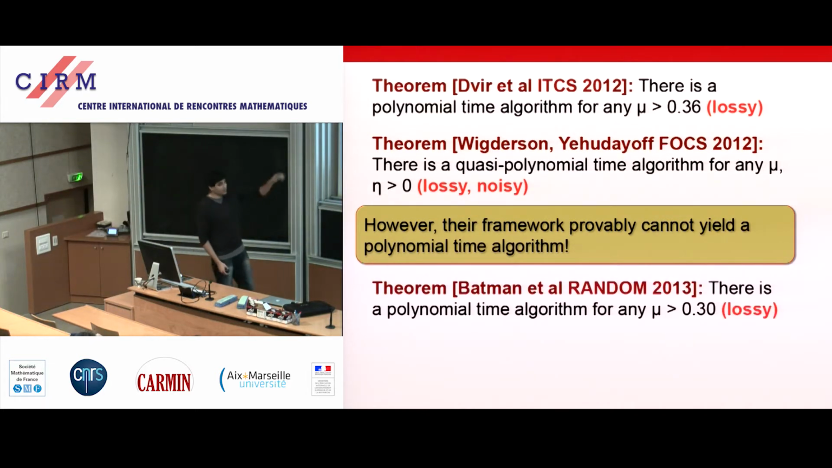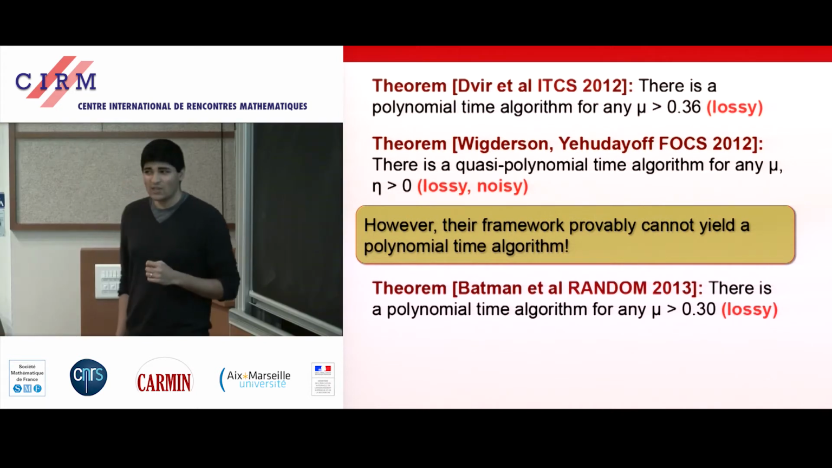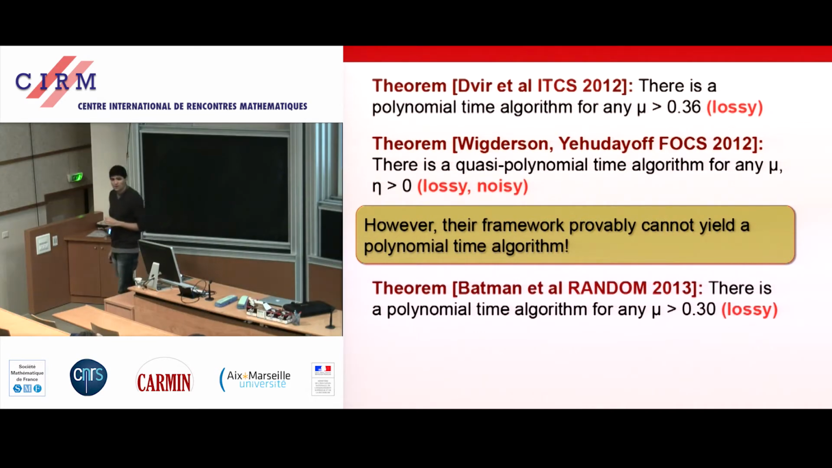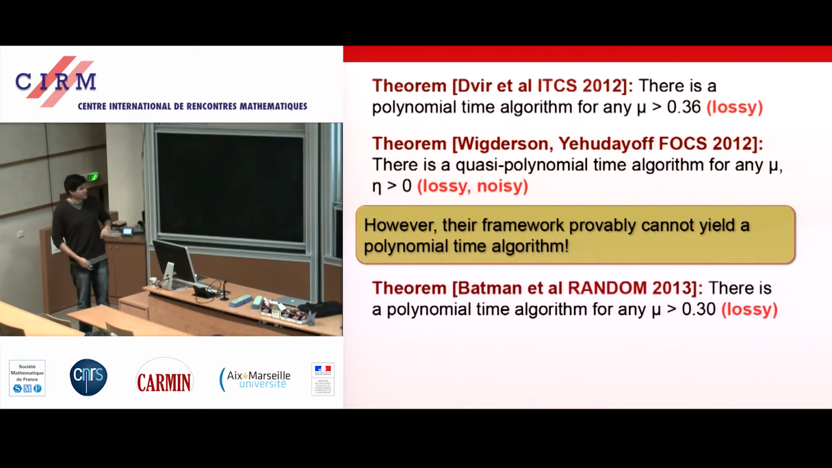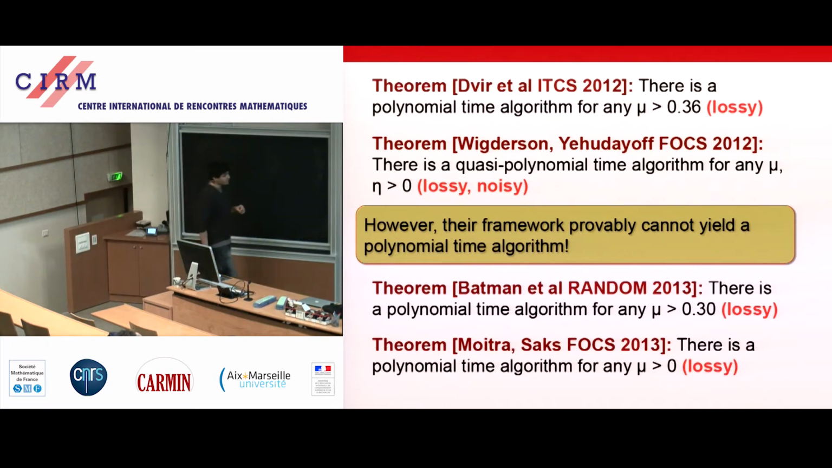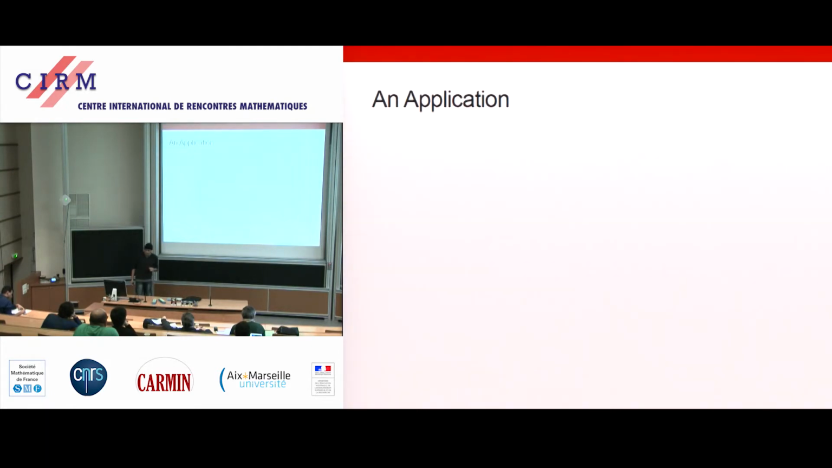Batman et al., it's always good to be improving upon Batman, showed that there actually is a polynomial time algorithm for any mu at least 0.3, and they actually conjectured that it wouldn't work beneath 0.25 for kind of interesting reasons that I can conjecture about later. But it turns out there's actually a polynomial time algorithm for any mu greater than 0. That's what I'm going to be telling you about. And this will be a kind of fun story because this will be a weird proof, but I like it.